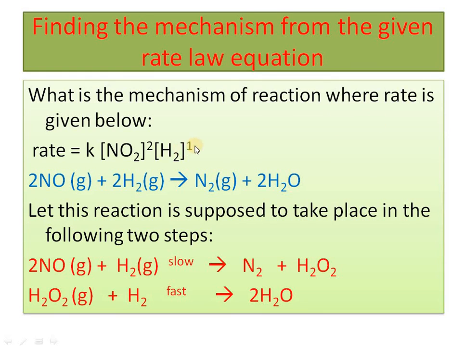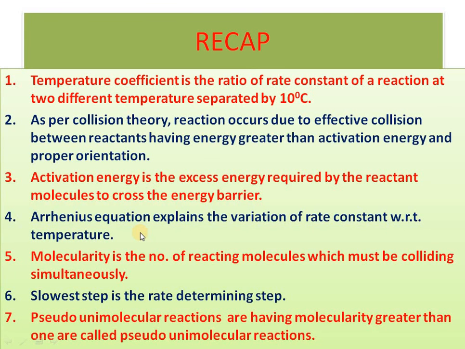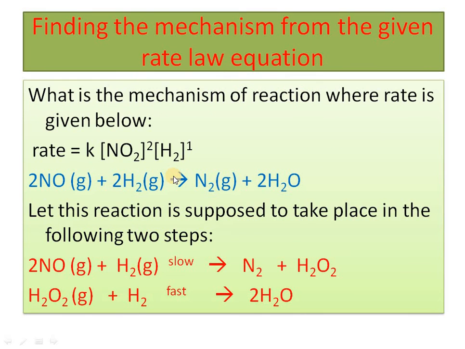Mechanism of the reaction where the rate is given. Here the rate and the equation are given, and we have to find the mechanism. Now you see the rate depends on NO and hydrogen. It means your equation will be divided now. Yes, hydrogen is there. This equation is given, correct.